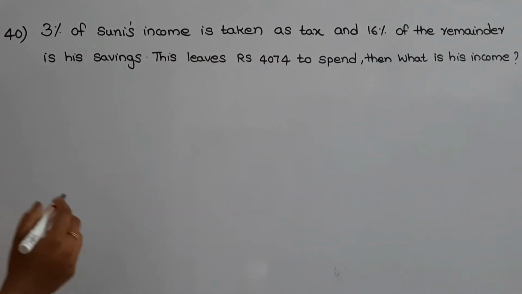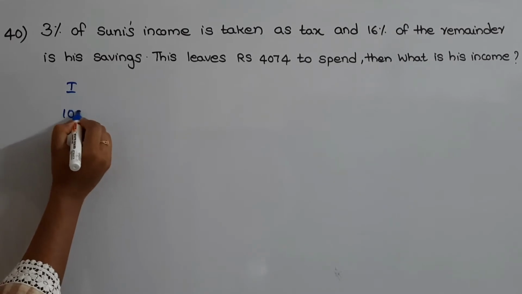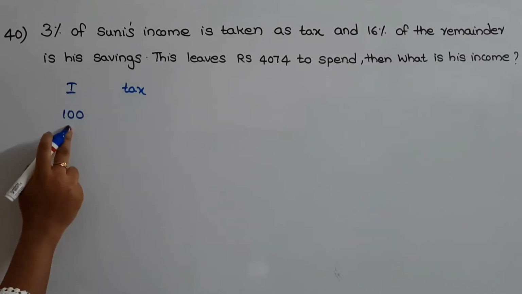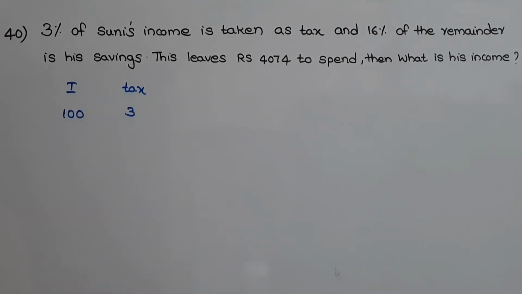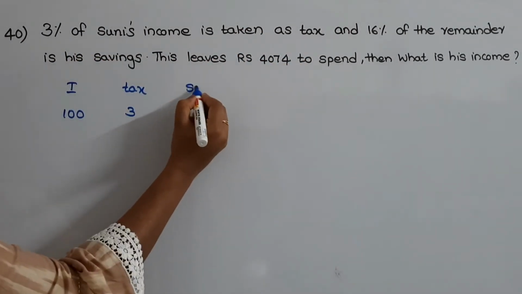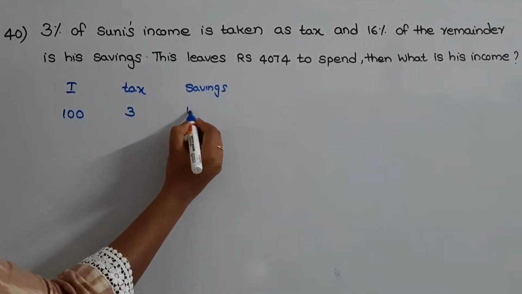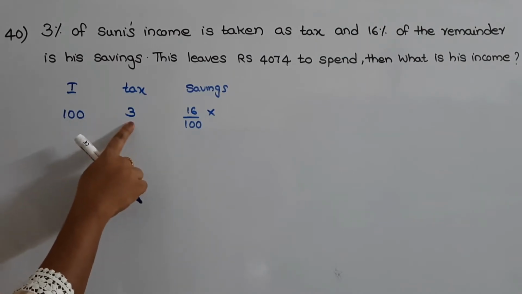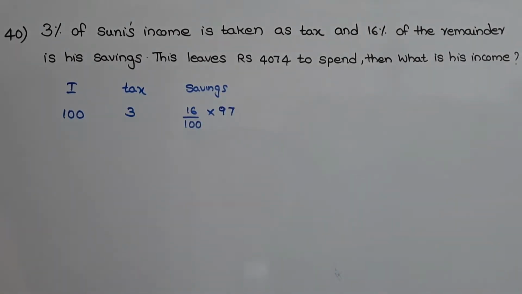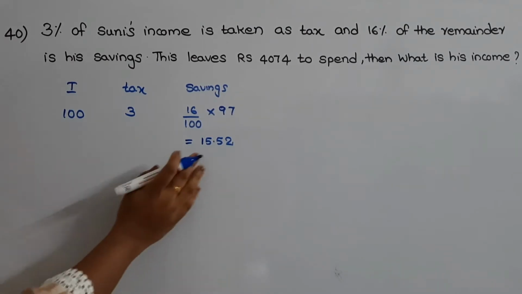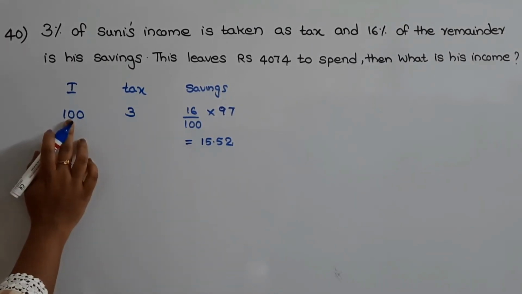So let us consider his income as 100. Then the money for tax will be equal to 3% of this, that is 3. Then they are telling that 16% of the remainder is his savings. Then his savings will be equal to 16 by 100 into the remainder, which will be 100 minus 3, that is 97. On simplifying this you will get it as 15.52. So this will be his savings when the income is 100.